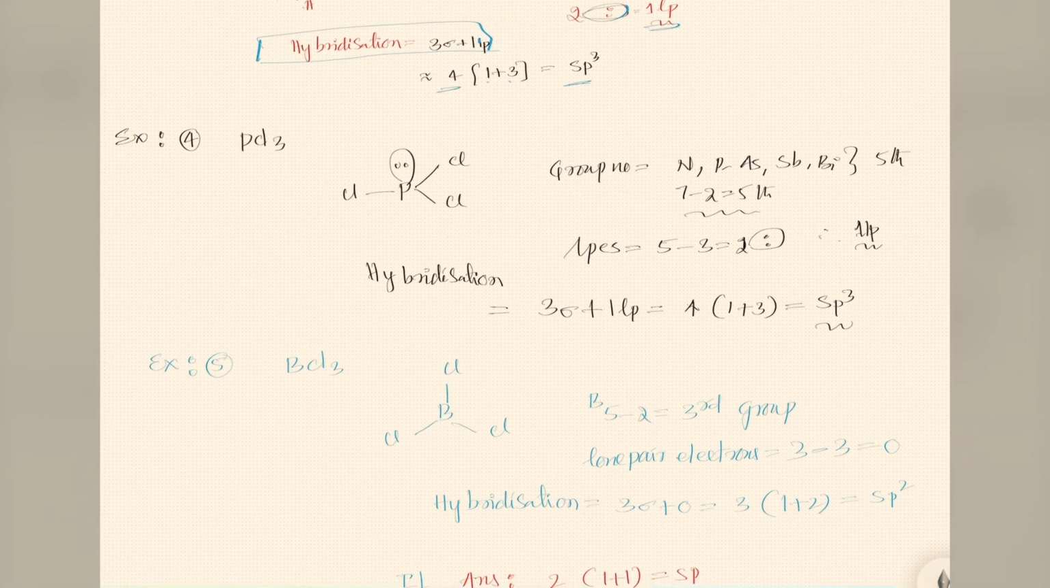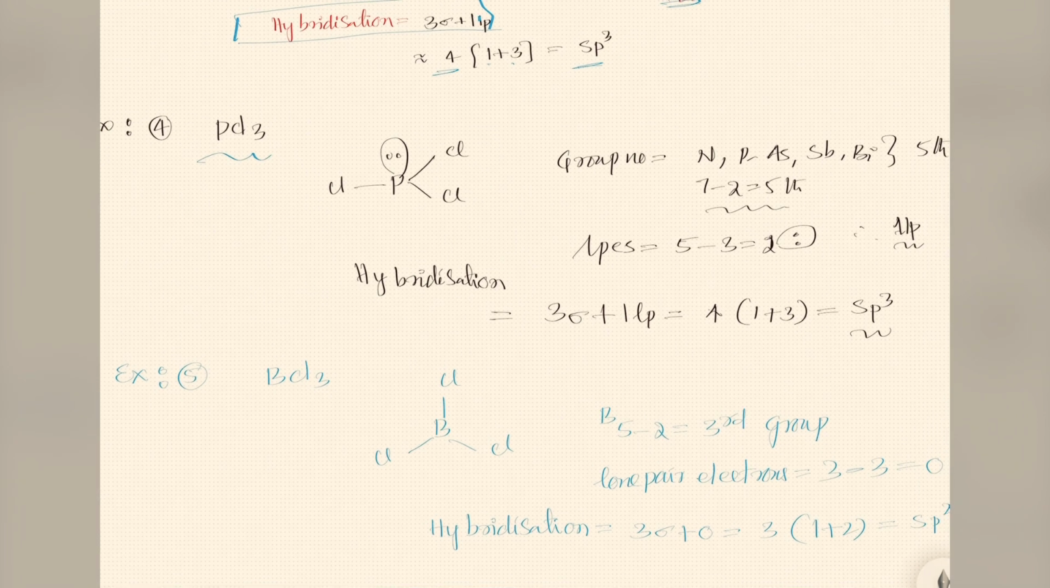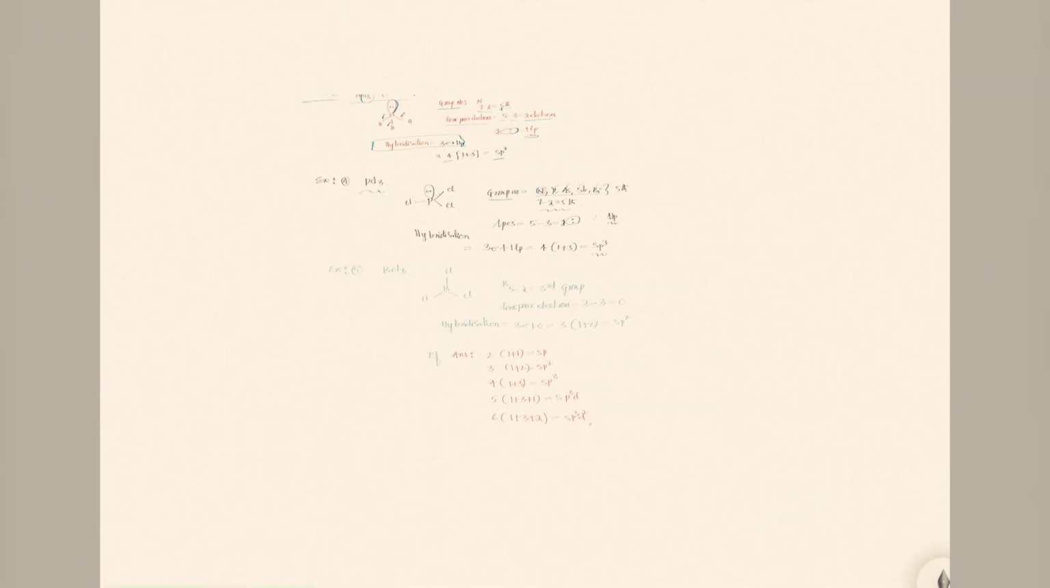Now we'll go for one more example, phosphorus trichloride. Now phosphorus, see, three chlorines are there. We'll discuss the lone pair later. Your group number is, just now I said, nitrogen, phosphorus, arsenic, antimony, bismuth. These are our fifth group. If you know nitrogen, the remaining you can easily understand. Clear, sir? The remaining you can easily understand.